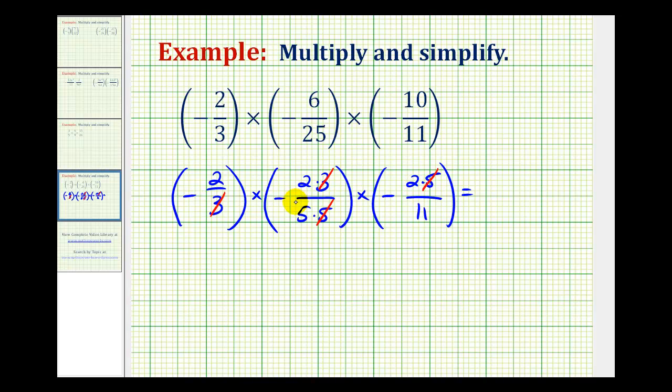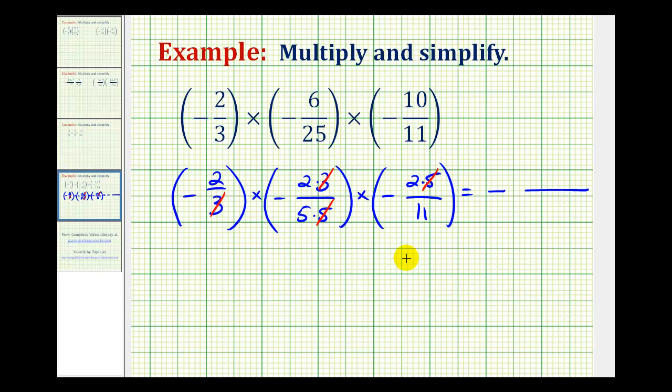We have a negative times a negative times a negative, so we have a product of 3 negatives, and since 3 is odd, we know this product must be negative. The other way is just to determine the sign multiplying two fractions at a time. For example, here we have a negative times a negative, which would be positive, and then we'd have a positive times a negative, which is negative. So either way, this product will be negative.